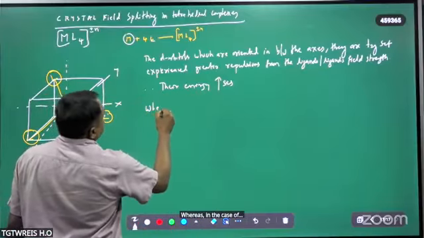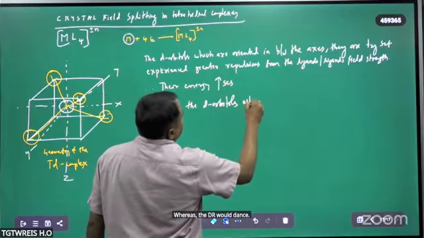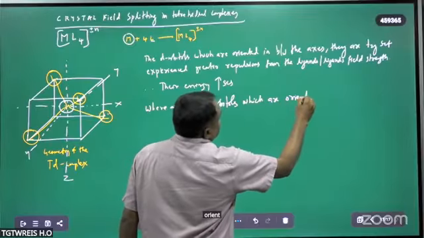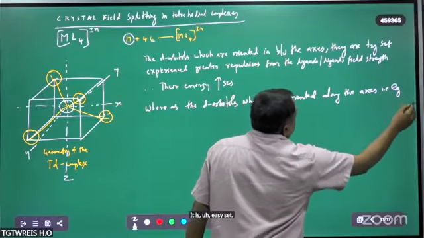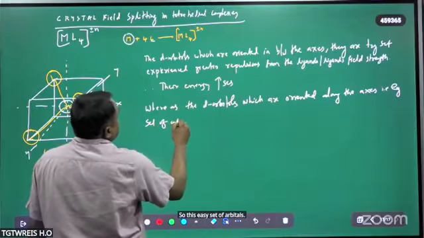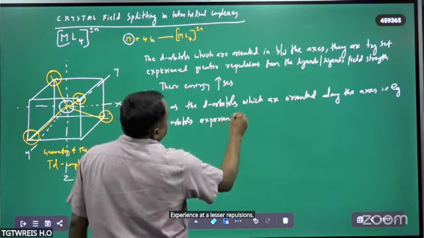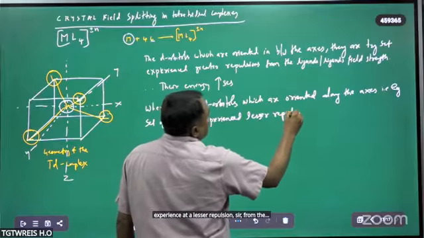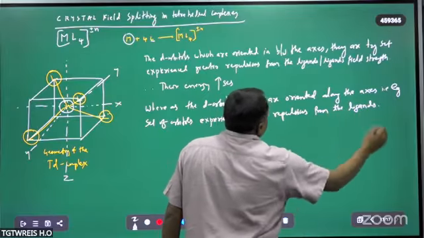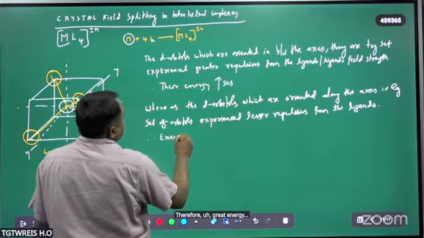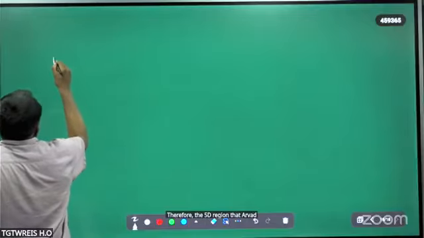Whereas the d orbitals which are oriented along the axis, that is the eg set of orbitals, experience lesser repulsions from the ligands. Therefore, their energy decreases.